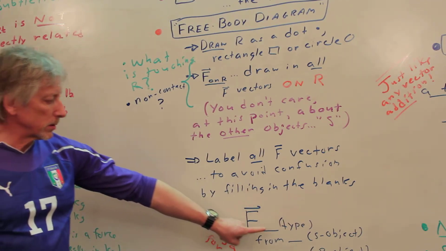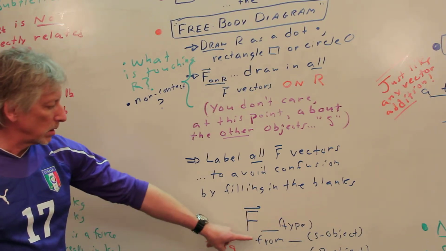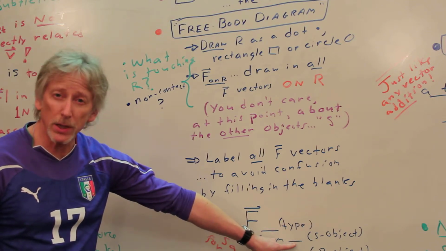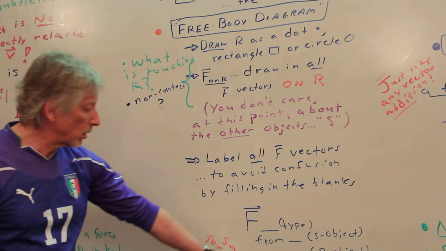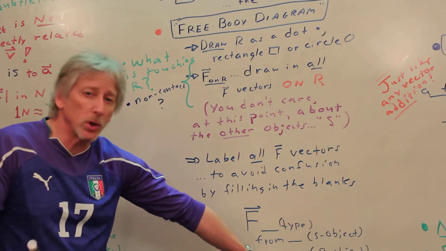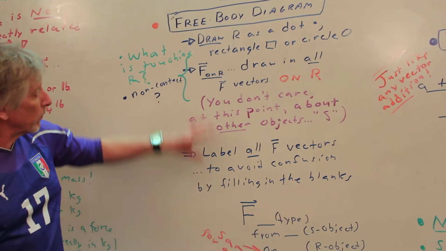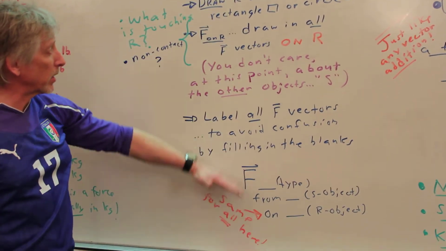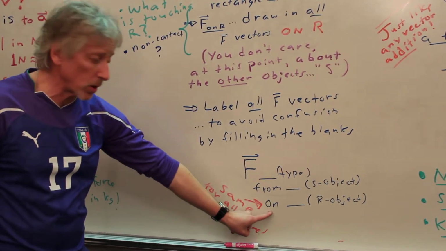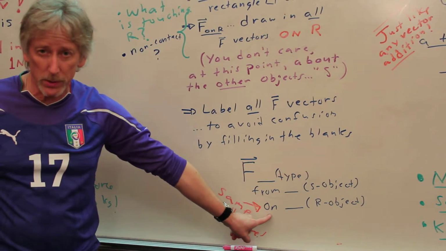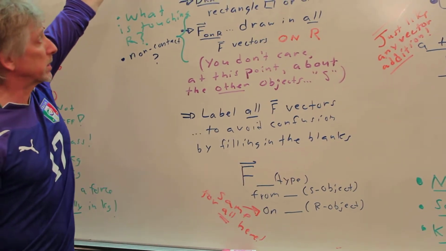The force, the type: gravity, normal, friction, tension. From, put in the object. Force of gravity from Earth, on the car, on the boat, on the block, right? Whatever. Now, for this, we're doing the free body diagram for object R. So here, all these forces are on R. I don't care about what R does to them. Okay, everybody cool?